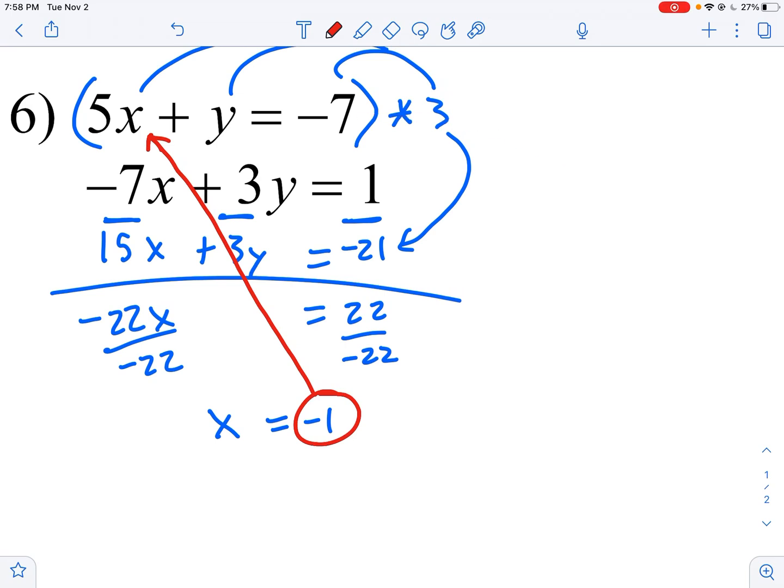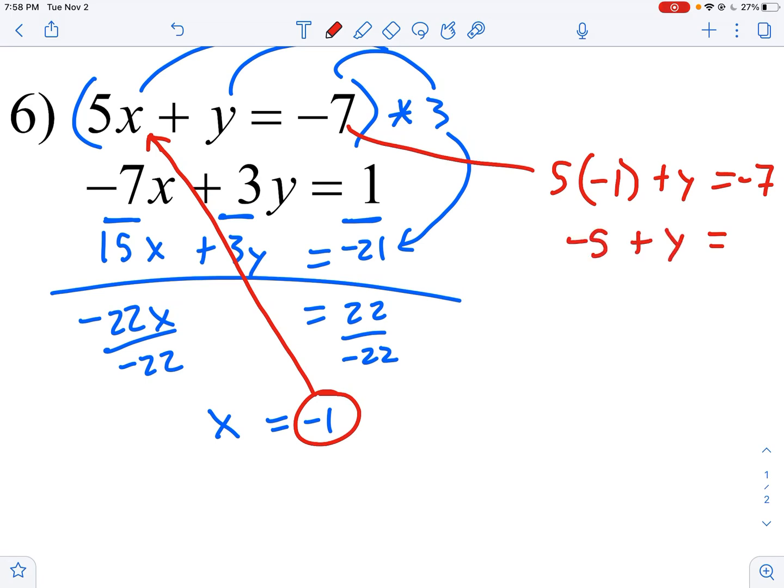I'm going to draw another line here, make this as messy as possible. We got 5, and I'm going to replace x with what it's equal to, which is negative 1, and I got plus y equals negative 7. I'm going to simplify my left side a little bit. 5 times negative 1 is negative 5. I got plus y equals negative 7. And now I want to finish solving for y.